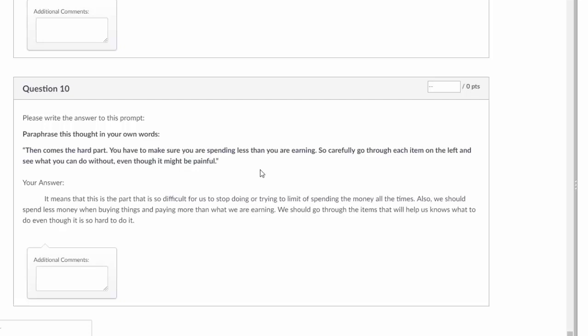It means that this part is so difficult for us to stop doing or trying to limit of spending the money at all times. Also, we should spend less money when buying things and paying more than what we are earning. So we should go through the items that will help us know what to do, even though it is hard to do. So she paraphrases this with a certain degree of success, not necessarily an exact one-to-one comparison, but still with some success. Again, some grammar, some pragmatic issues, but anyway, that is the extent of the lesson.